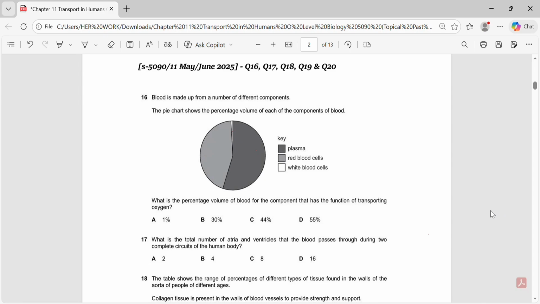The question says, blood is made up of a number of different components. The pie chart shows the percentage volume of each of the components of blood. What is the percentage volume of blood for the component that has the function of transporting oxygen?